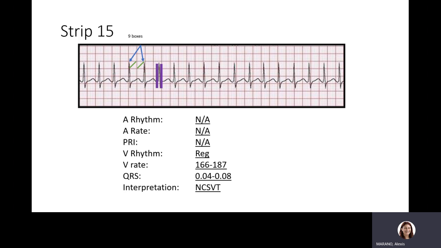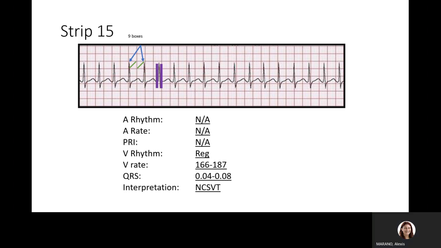Strip 15. So with strip 15, our atrial rhythm will be NA. Do you see any P waves? Remember, with the P waves, they have to be clearly visible. We can't assume that, ooh, I see a bump that's going to be a P wave, making our atrial rate NA as well as PRI.